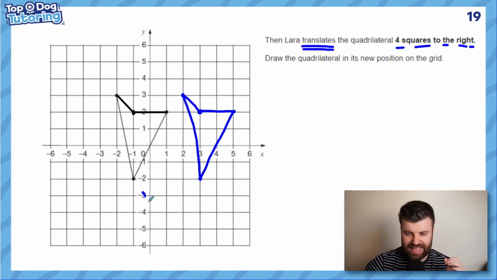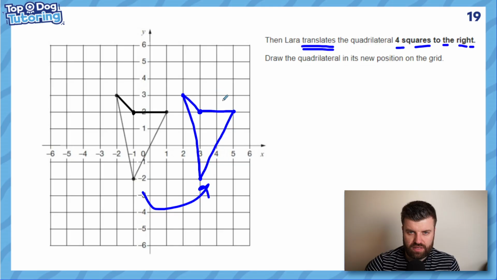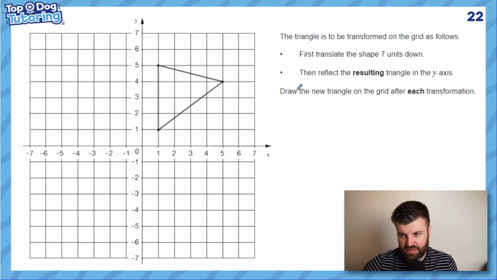And you'll notice it's the exact same shape. You'd use a ruler, remember? And it's been translated 4 squares across, because each corner we've gone to and moved 4 squares across. That is the best way to do it, I promise you. Go corner to corner, join up the shape as you go. You'll get it right every time.